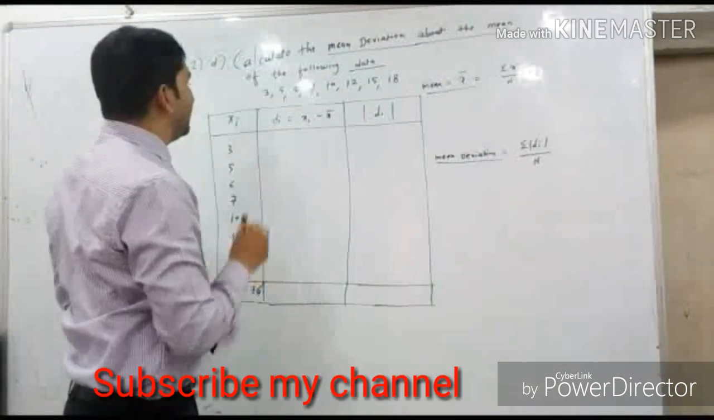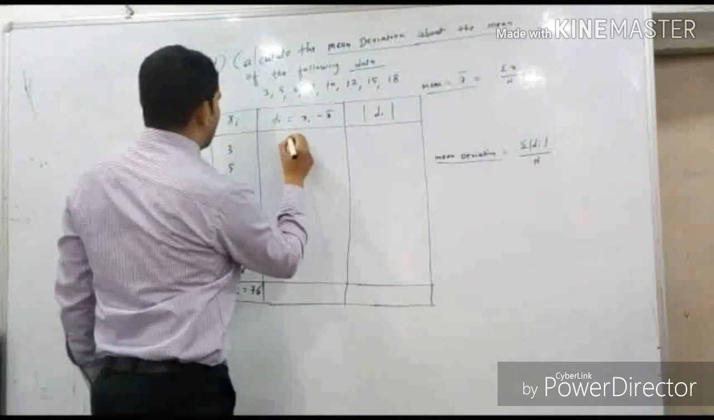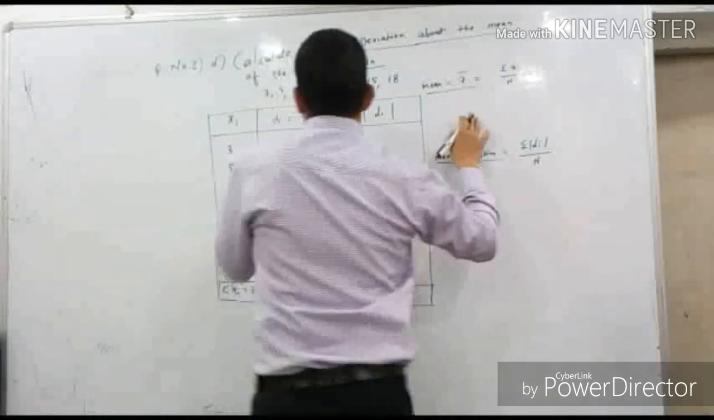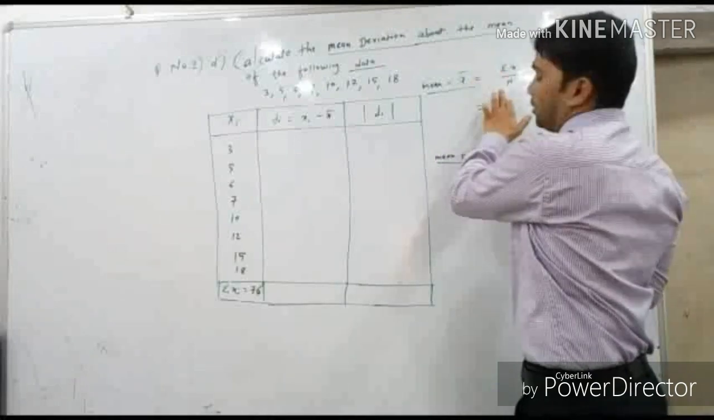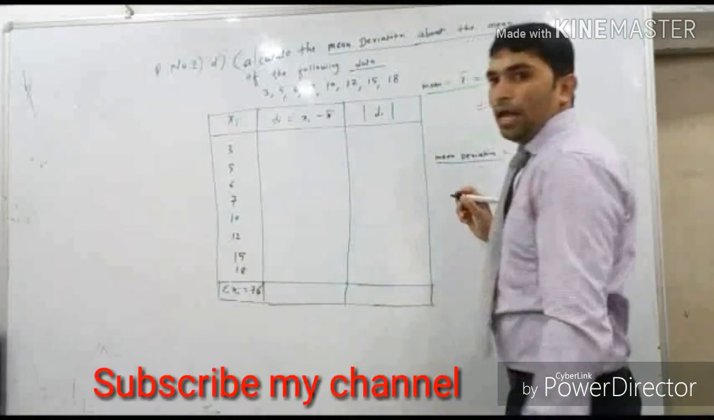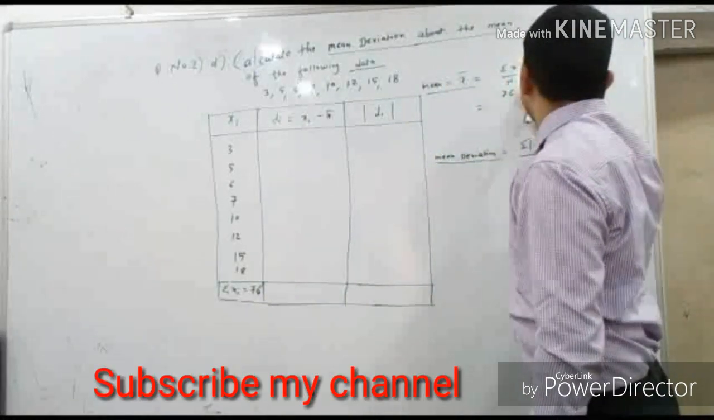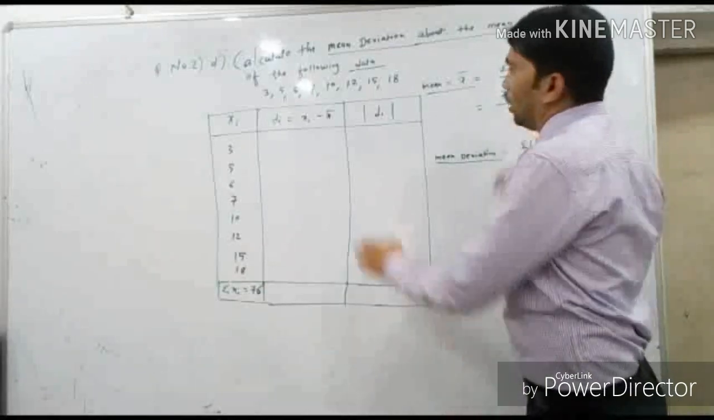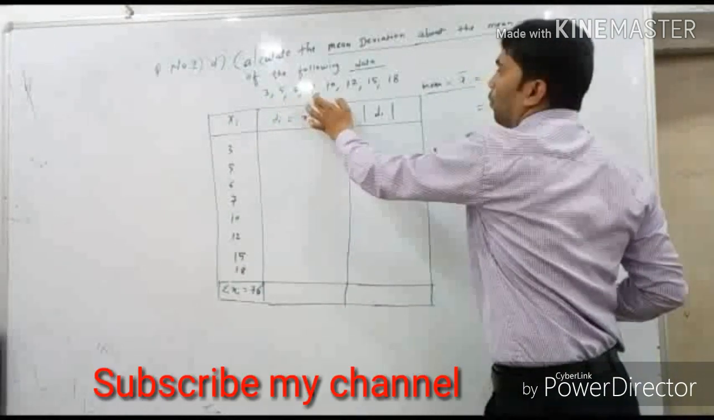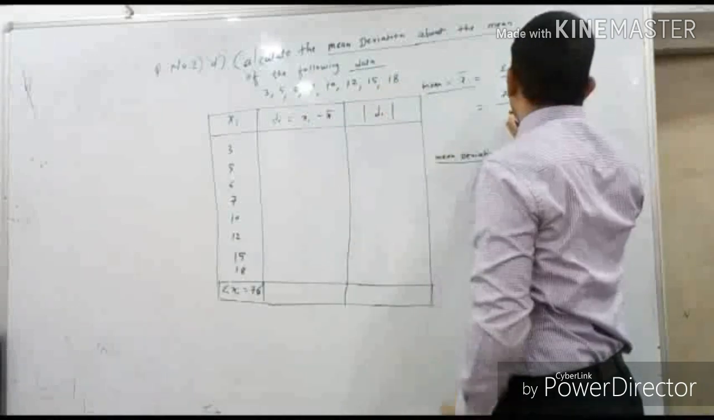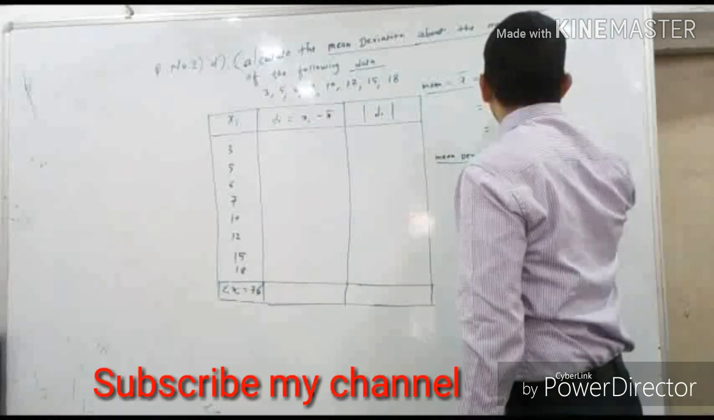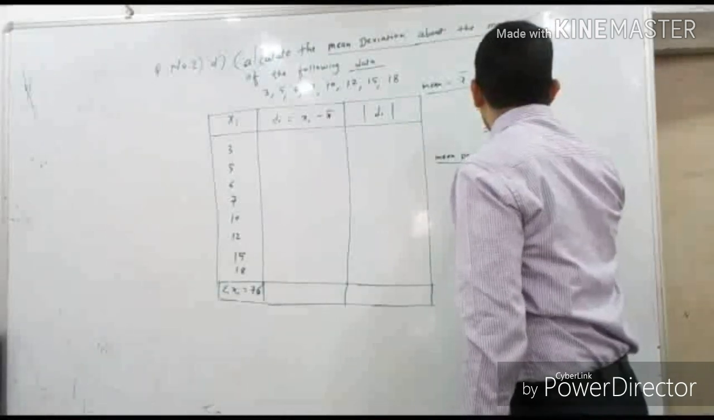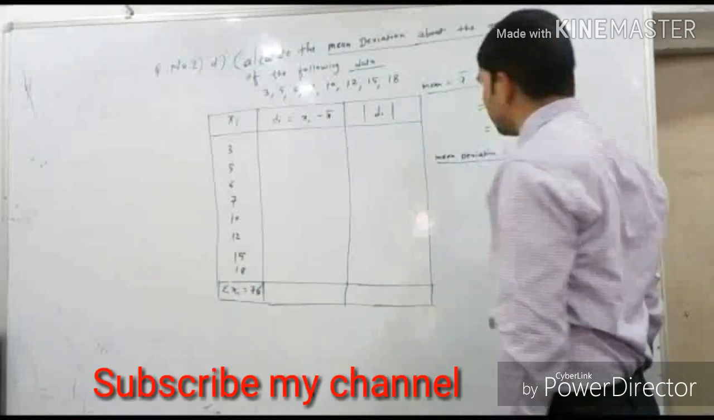Now we have to find di. So di is xi minus x bar. First of all, we find x bar. X bar's formula is summation of xi upon n. Summation of xi is 76 and n means total numbers 1, 2, 3, 4, 5, 6, 7, 8. We have 76 upon 8. So we get x bar, that is mean, is 9.5.